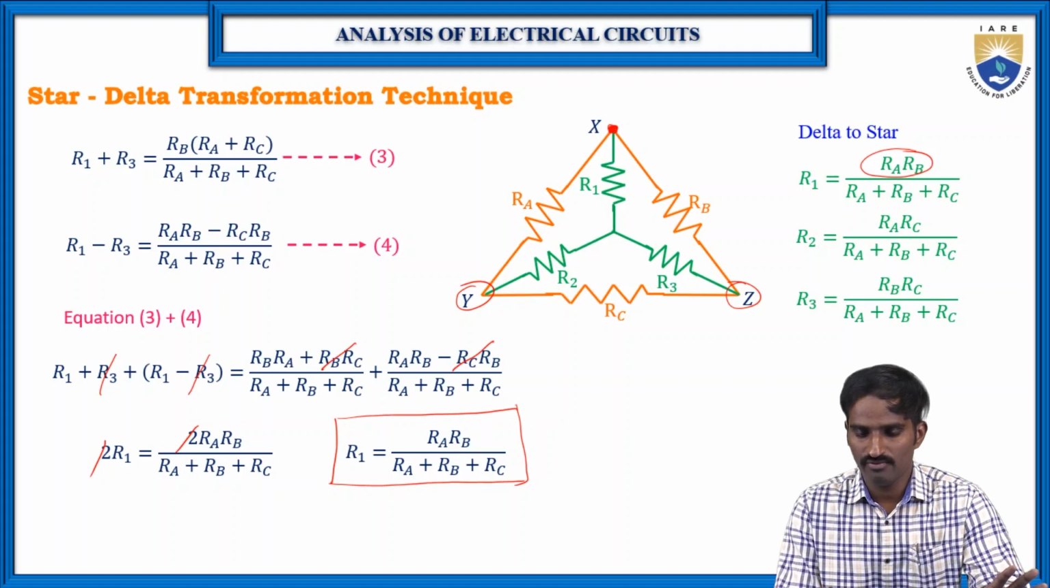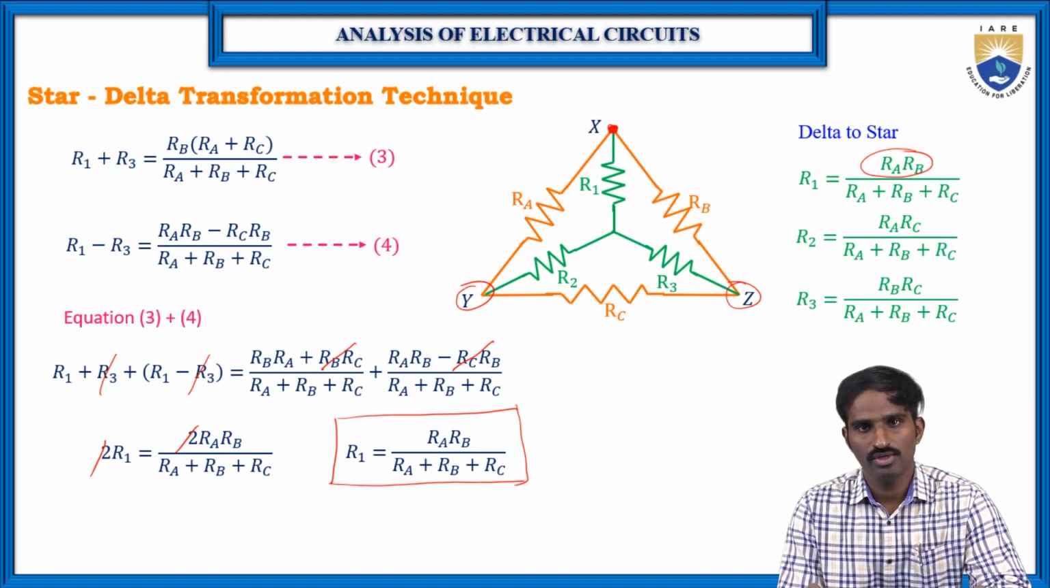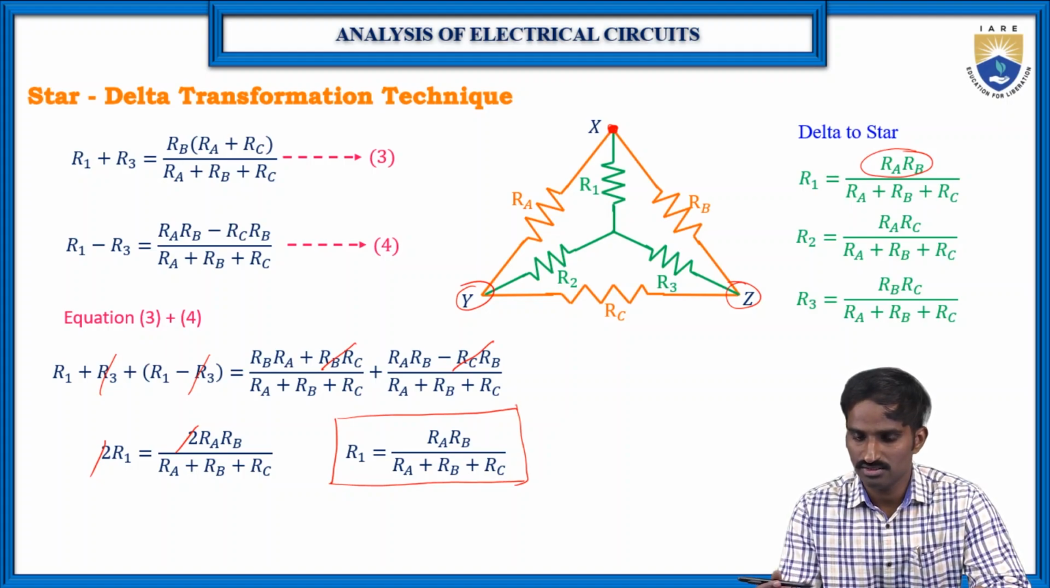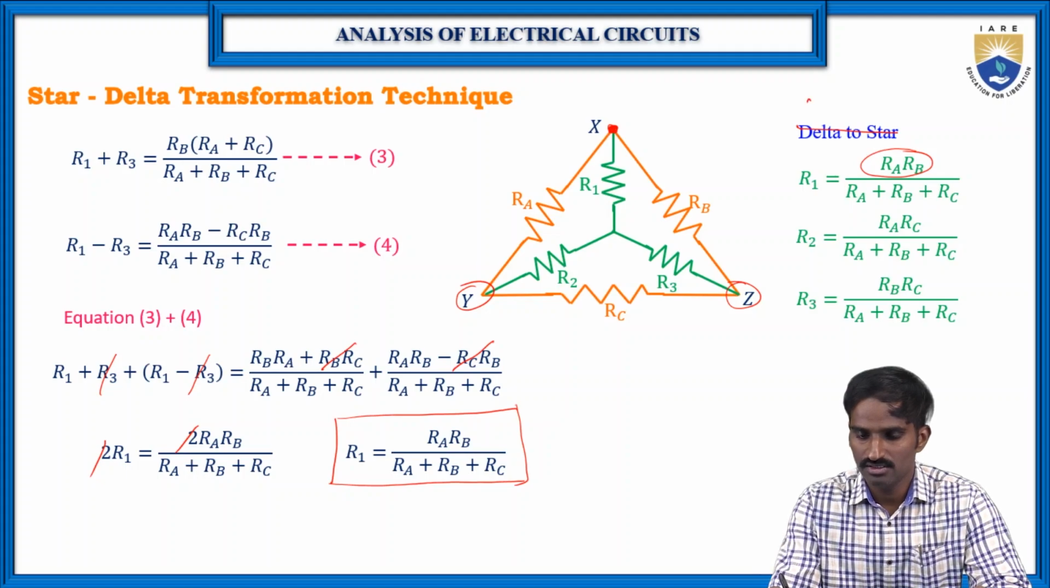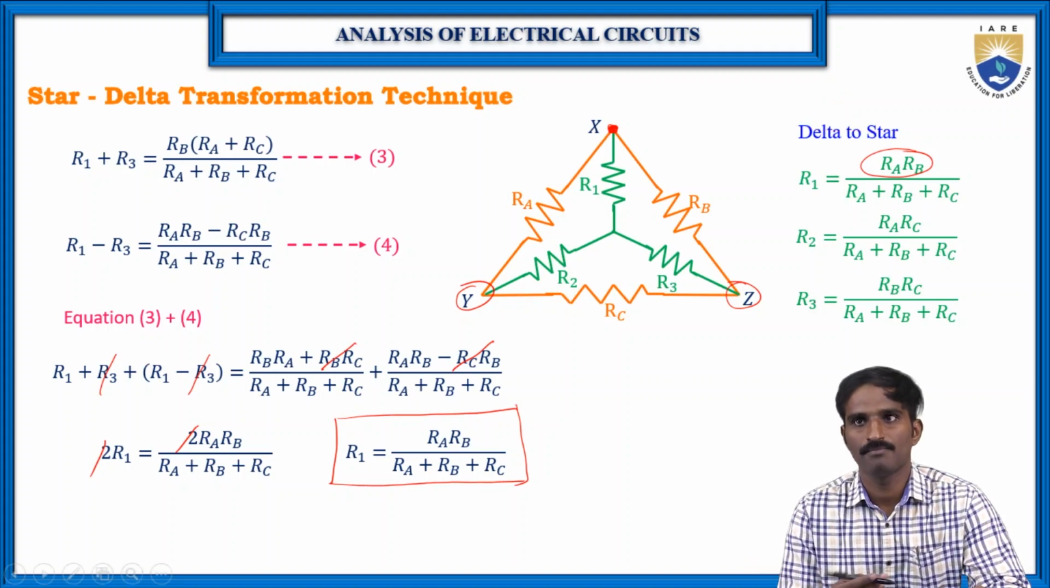So I hope everybody understood how we can transform star to delta and delta to star. Of course, here we know the values of RA, RB, RC, which means initially this network is in the delta form. Then we are transforming this delta into the star form. Delta to star, of course, because delta is there and now we are converting to star.